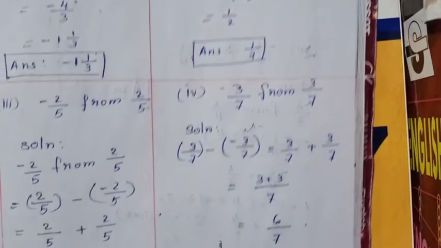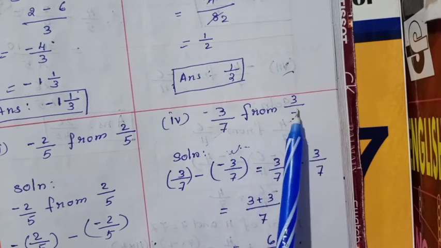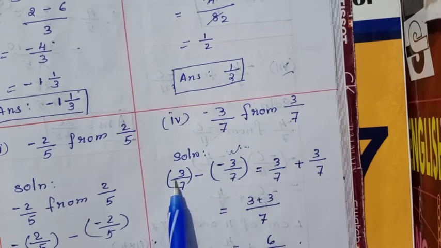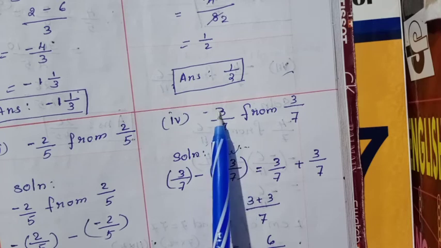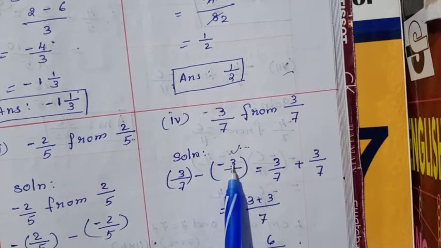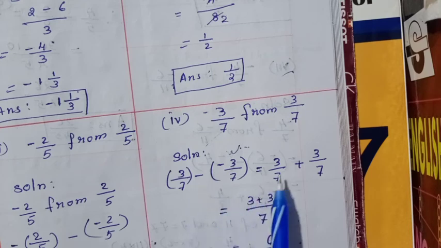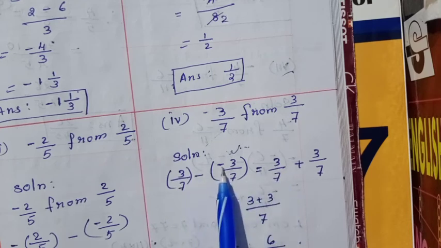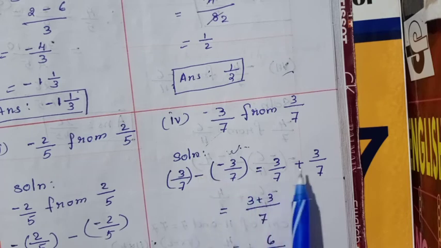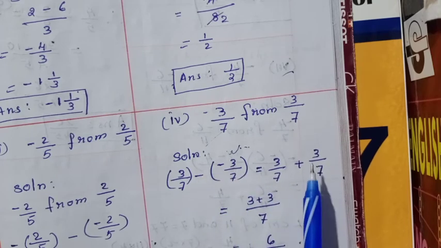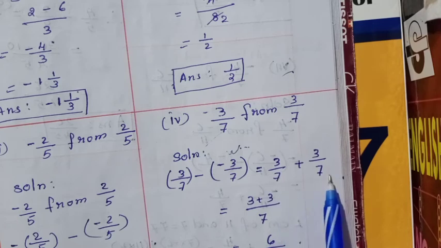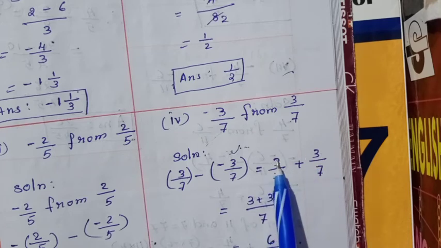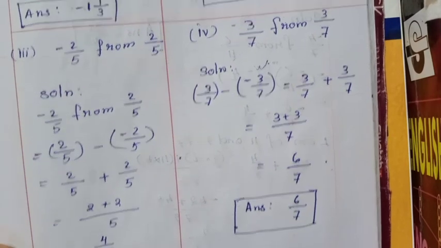Now next, number 4. Minus 3 by 7 from 3 by 7. So 3 by 7 write first, minus, second number is minus 3 by 7 in another bracket. That's equal to 3 by 7 minus minus, the signs are near each other, so minus into minus is plus. Then 3 by 7. Next, same denominator, so 7 as the common denominator. The numerators are added: 3 plus 3, answer is 6 by 7. So the answer is 6 by 7.